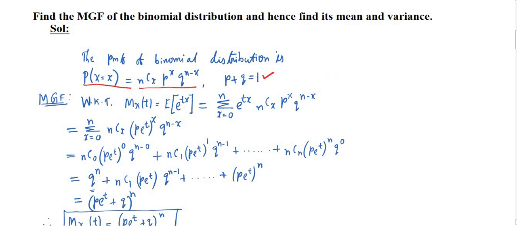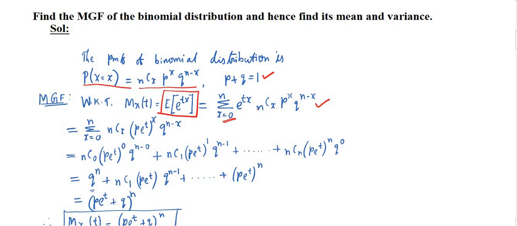Now we are going to determine its moment generating function. We know that Mx(t) is equal to expectation of e^(tx), that is, summation x equal to 0 to n of e^(tx) nCx p^x q^(n-x). Since this binomial distribution comes under a discrete random variable, we are considering summation here. If it is continuous, we are supposed to use the integration symbol here.